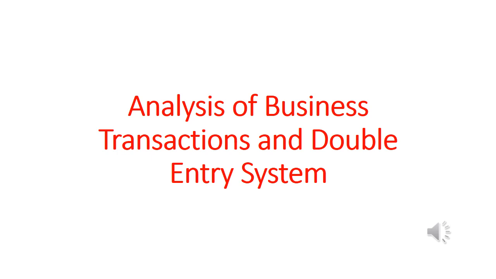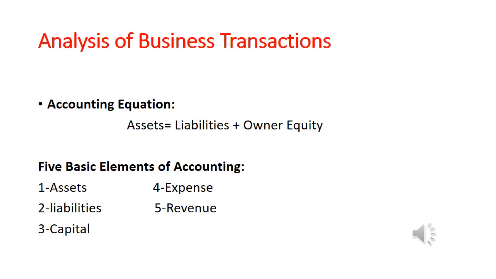Today our topic is analysis of business transactions and the double entry system. As we know, different business transactions make changes in the accounting equation, the financial position of a business concern. In the accounting equation, only three basic elements of accounting, the asset, liabilities, and the capital, have been considered, but particularly there are five basic elements of accounting: the asset, liabilities, capital, expenses, and revenues.